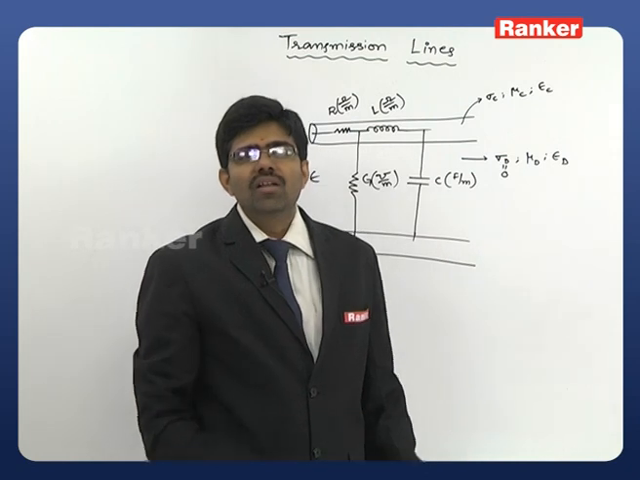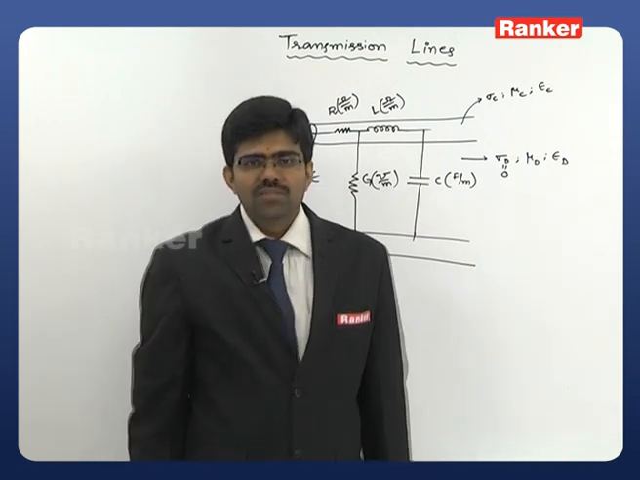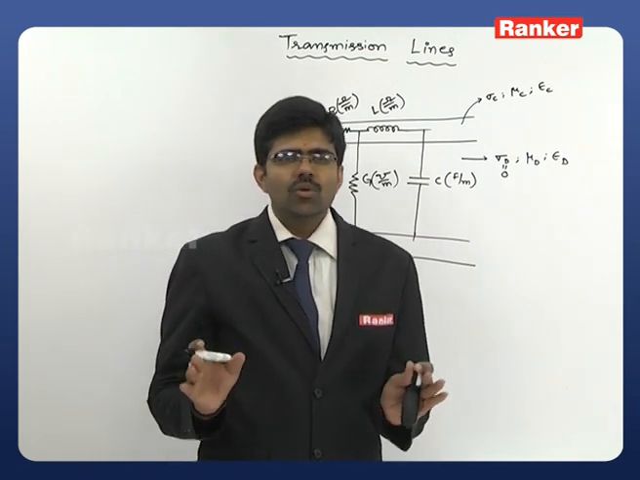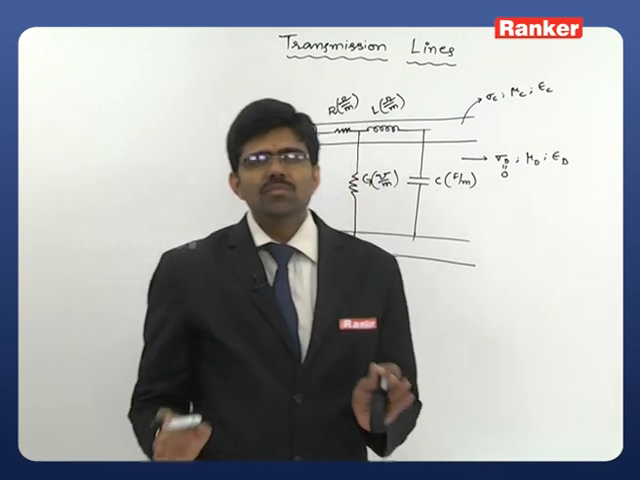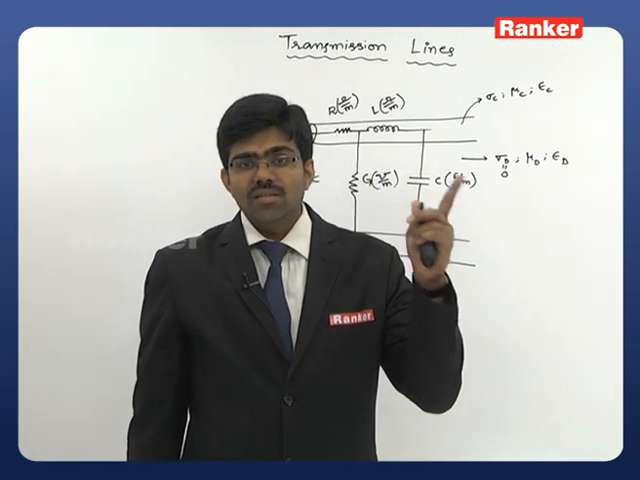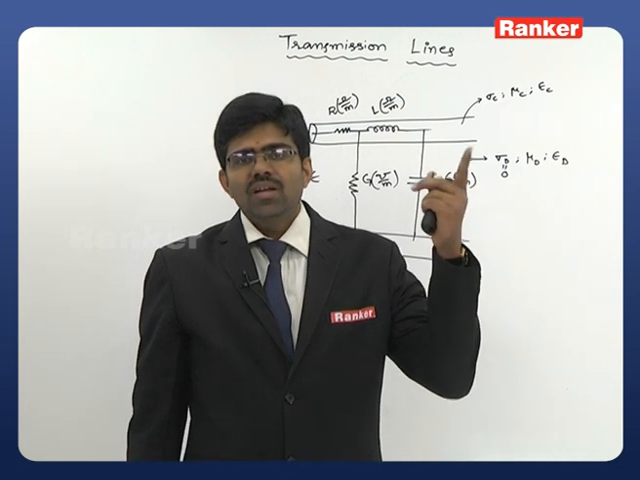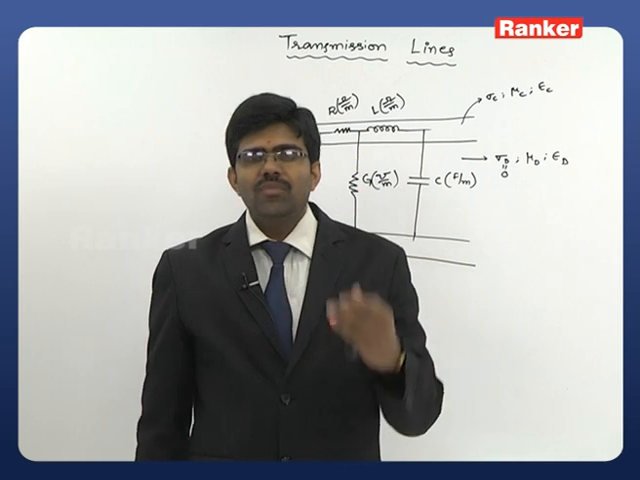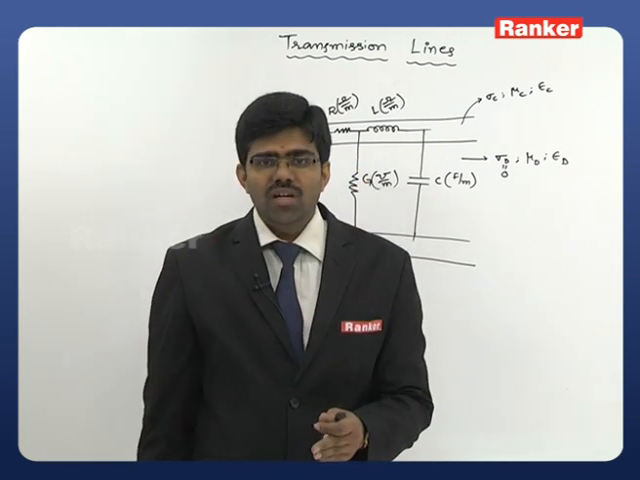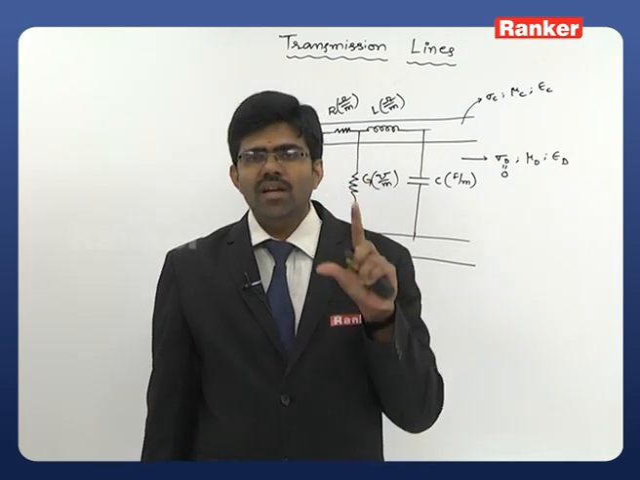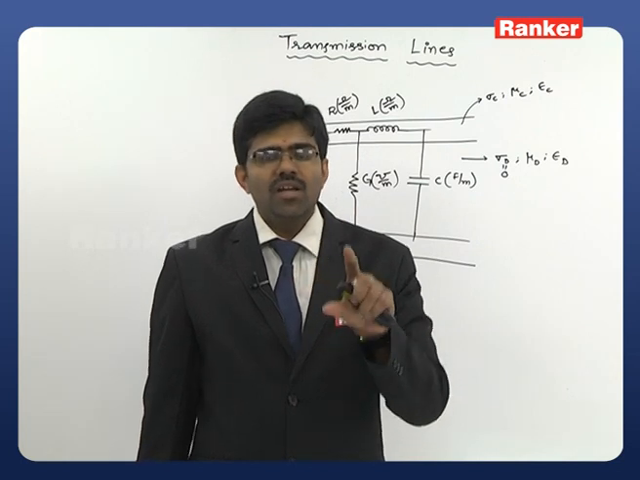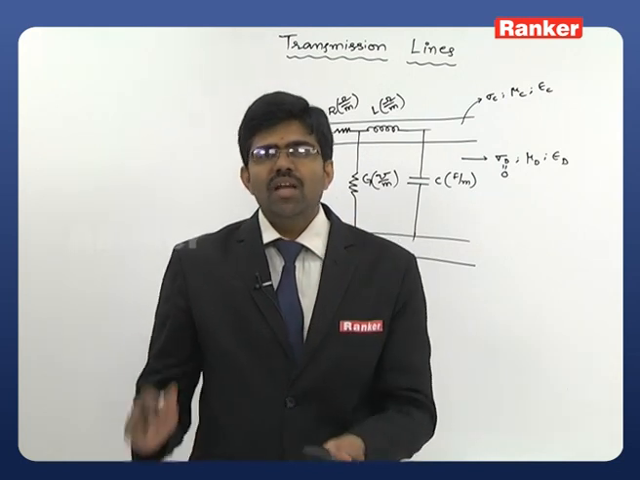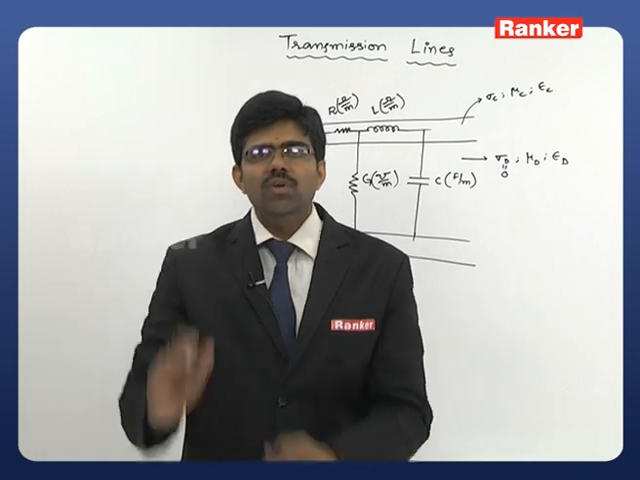That is why they are called the primary constants. Whenever you are asked to write down about the primary constants, simply remember: resistance, which is measured at the conductor; inductance, which is observed for the conductor; conductance of the dielectric medium, which is observed clearly for the dielectric, don't go for the conductance of the conductor; and the capacitance between the two conductors we are observing.